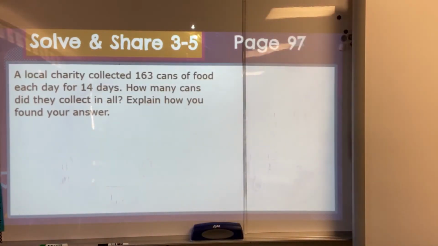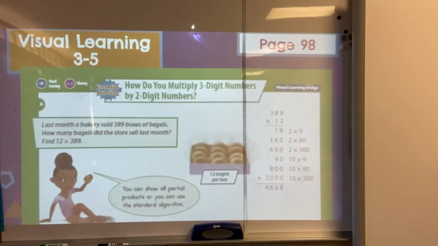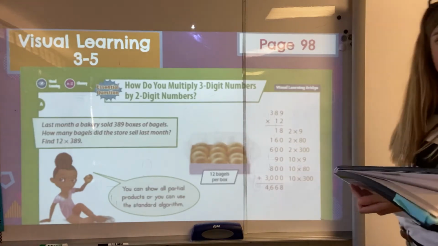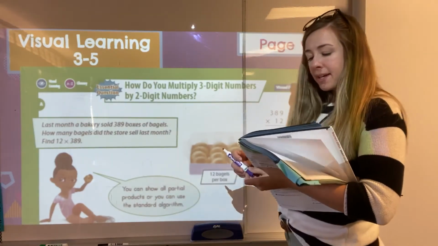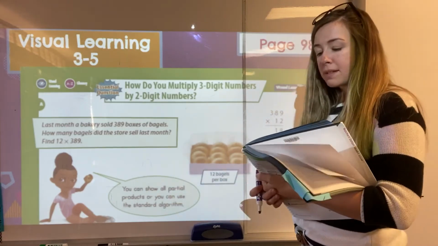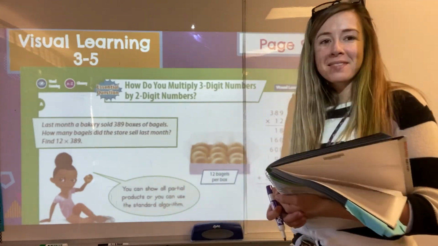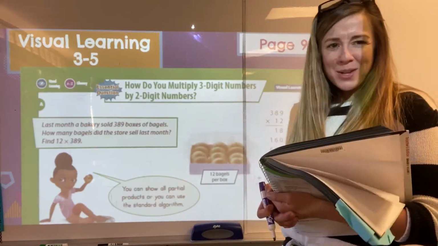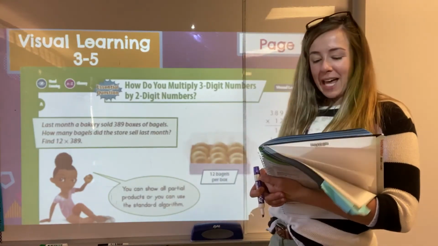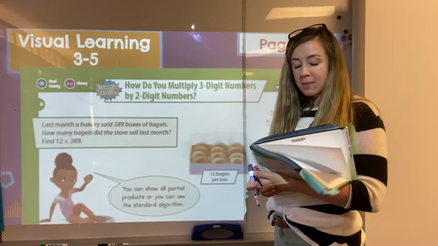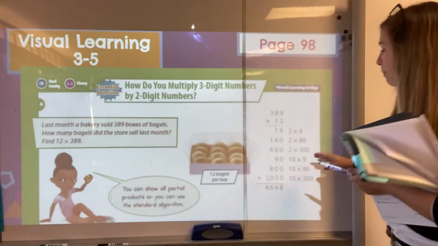We're on page 98. And we've got some donuts. I wish I really had some donuts, right? That would be nice. Last month, a bakery sold 389 boxes of, oh, they're bagels. Well, they look like donuts. Okay, whatever. How many bagels did the store sell last month? Find 12 times 389.